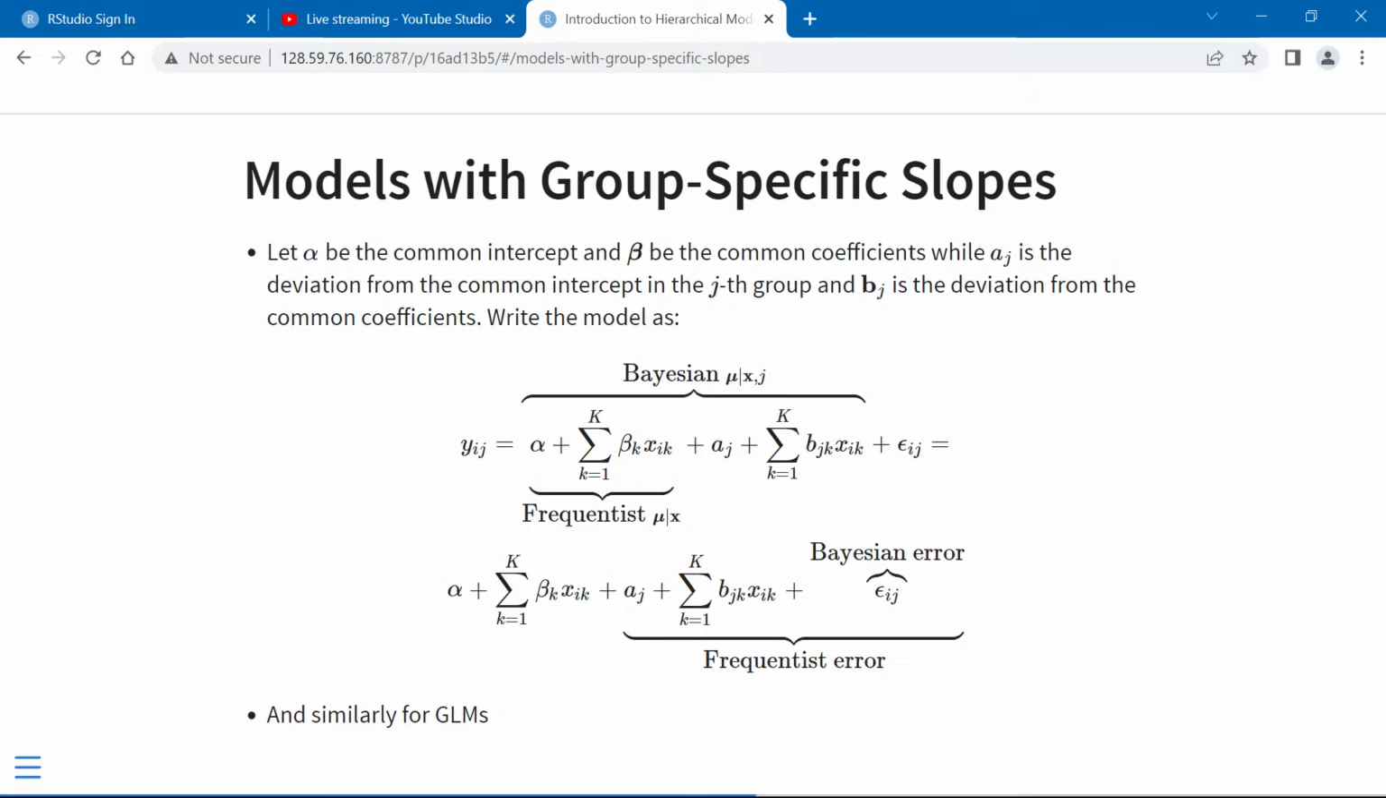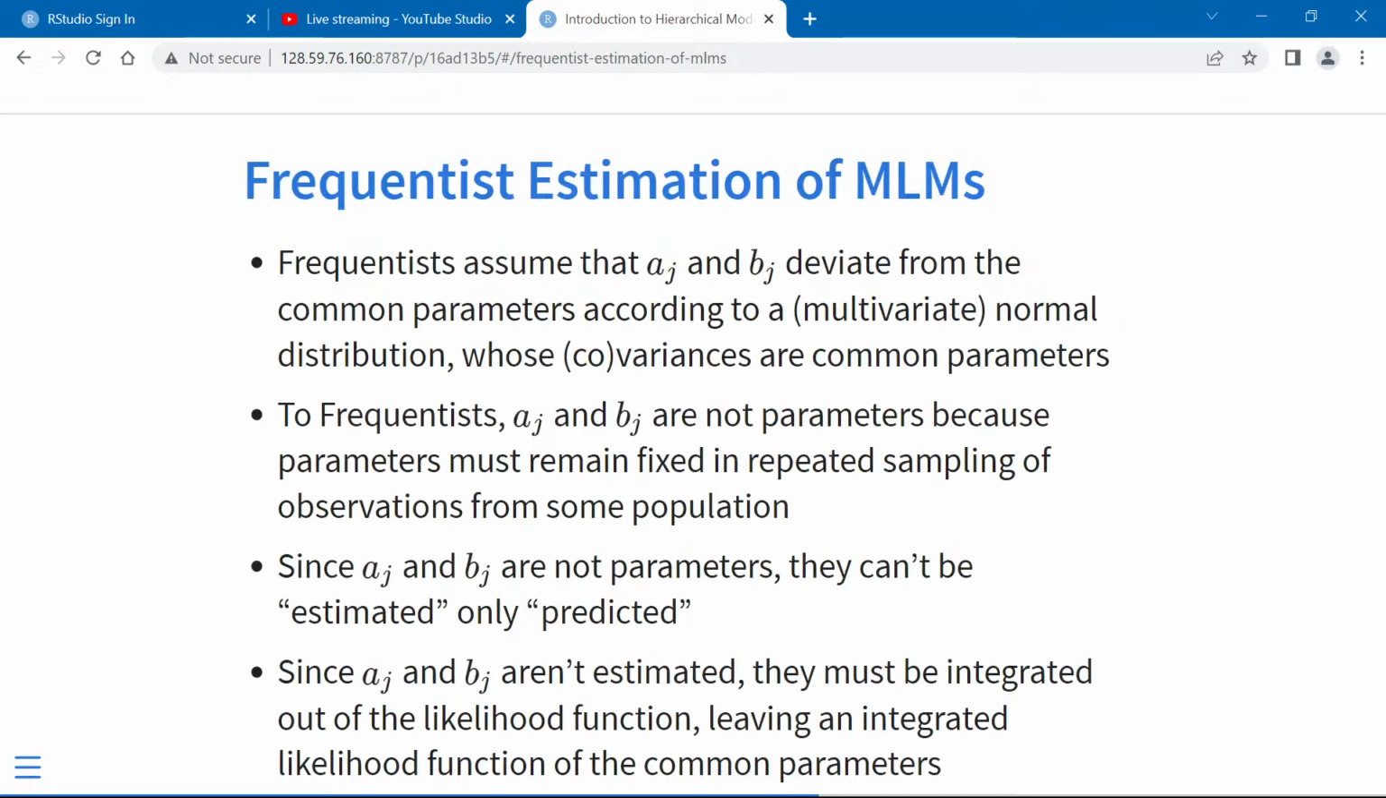And these things are going to render the errors within a big unit not independent of each other, generally positively correlated with each other if we're talking about schools or whatever. And so they have to adjust their estimator to take that into account. Whereas with the Bayesian thing, we really don't have to do much different. And that can be seen, we'll show it next.